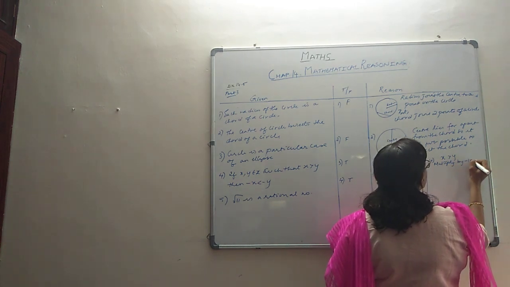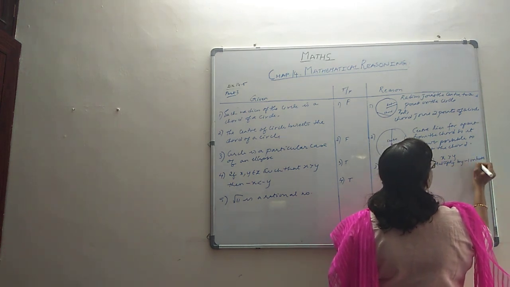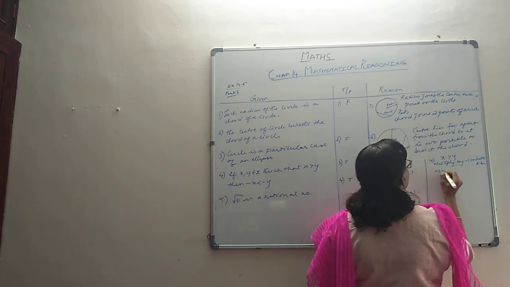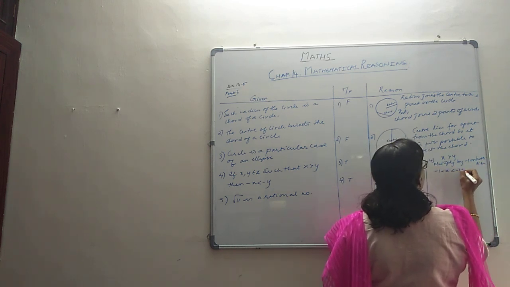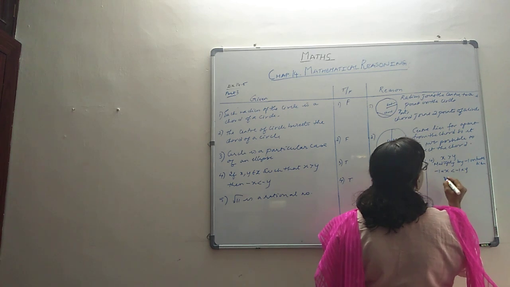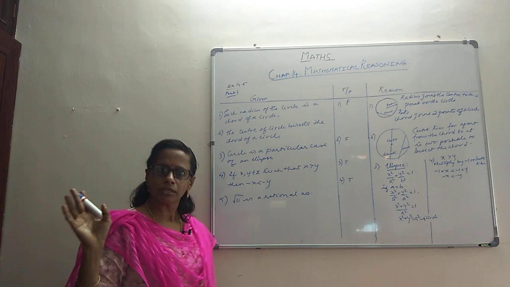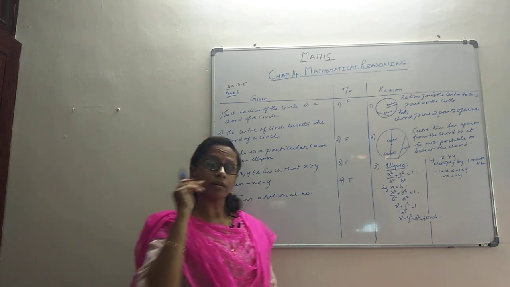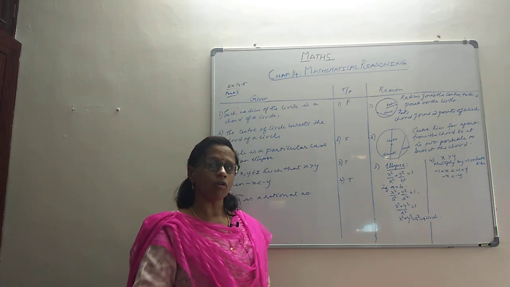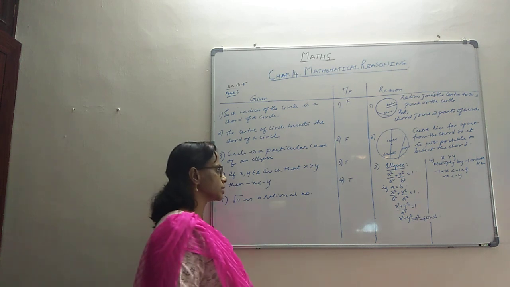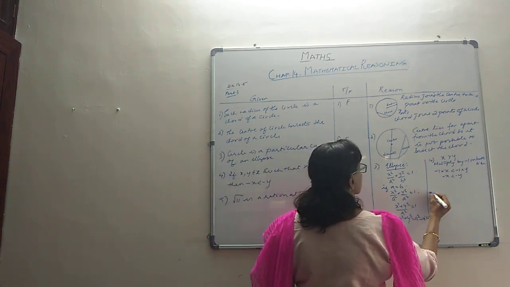Multiply by minus 1 on both sides. It's a rule that the moment you multiply or divide by a negative number, you have to change the sign. So it becomes minus x less than minus y. That's a straightforward rule that comes from the property of inequality. That's why this happens, and that's a true statement.